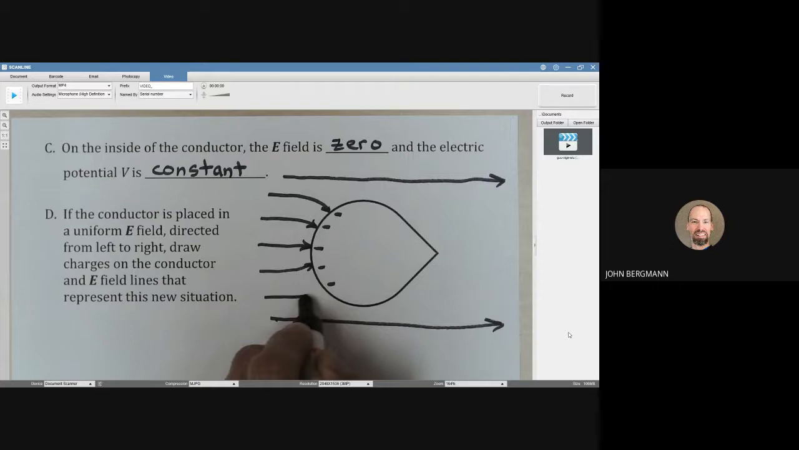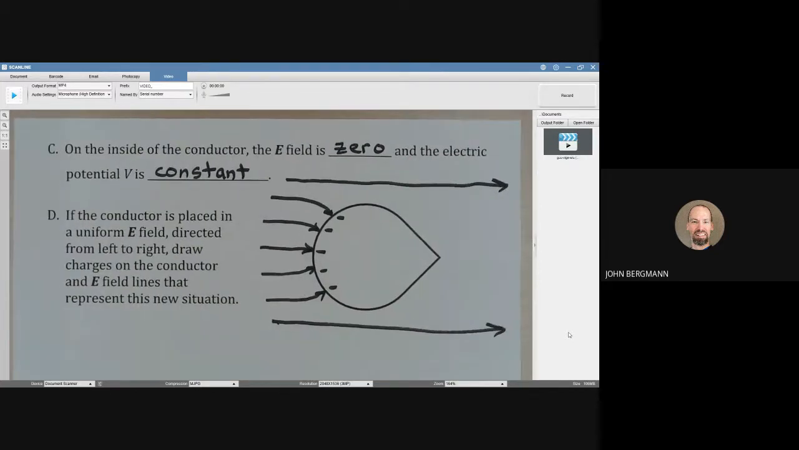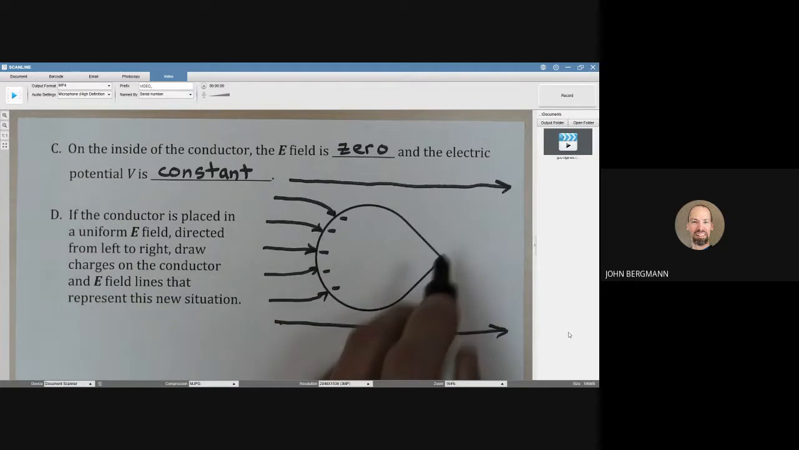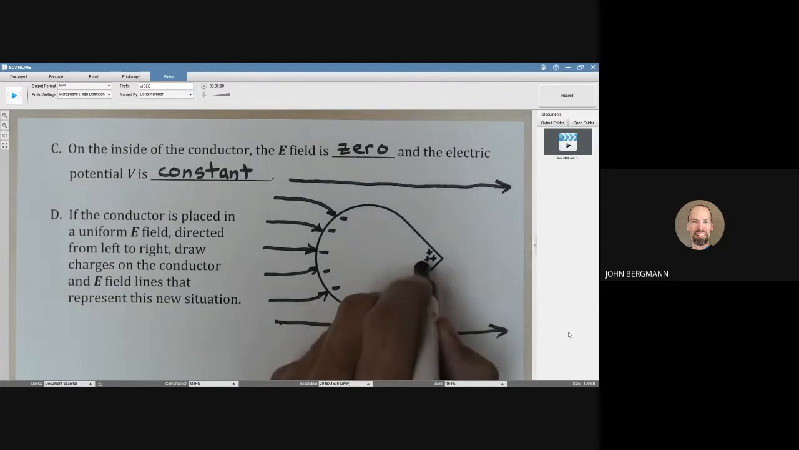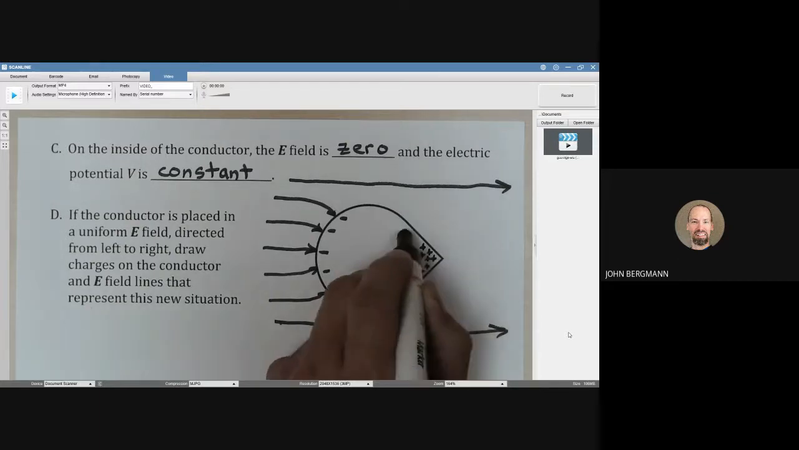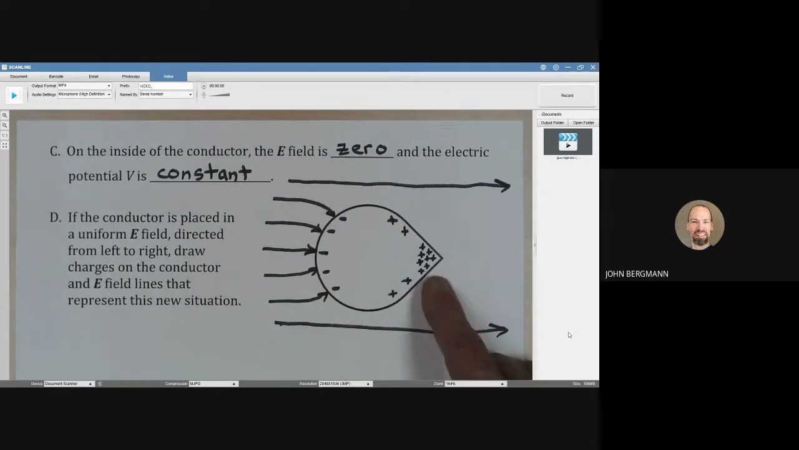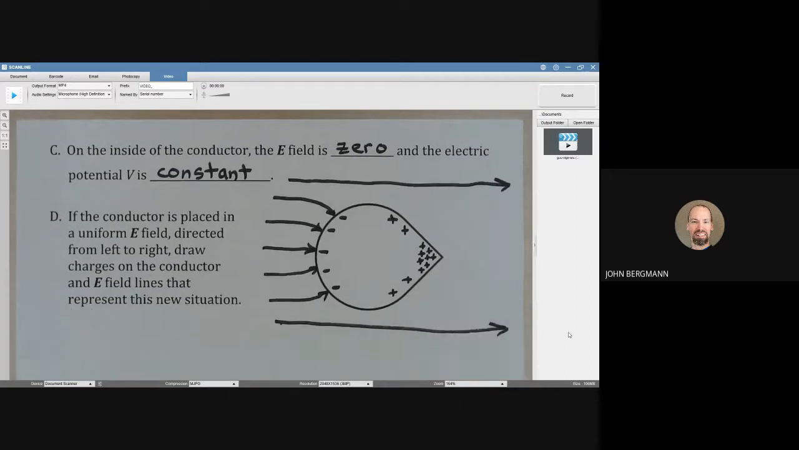But this conductor still has a net positive charge, and I believe I drew 7 positives in the first drawing. So what that means is I need to have a net plus 7 here. 1, 2, 3, 4, 5, 6, 7, 8, 9, 10, 11, 12. That will still give me 1, 2, 3, 4, 5, 6, 7, 8, 9, 10, 11, 12. That still gives me my net positive 7, which is what we had in our first drawing, if we want to be consistent.